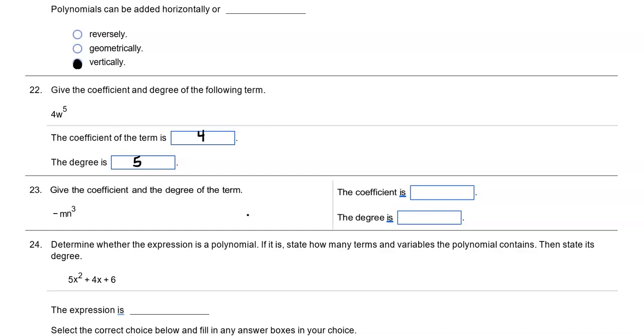Give the coefficient and the degree of the term. We have a negative mn to the 3rd power. Since it's a negative sign in front of the mn to the 3rd power, but you do not see a number there, it's always assumed that there will be a 1 where there's no number present, but in this case, it's -1. So the coefficient is a -1, and being careful, the degree of the term will be a sum of the exponents. So in this case, we have two variables. This will be m to the 1st power, and this is, of course, n to the 3rd power. Adding 1 plus 3, the degree of that term is 4.